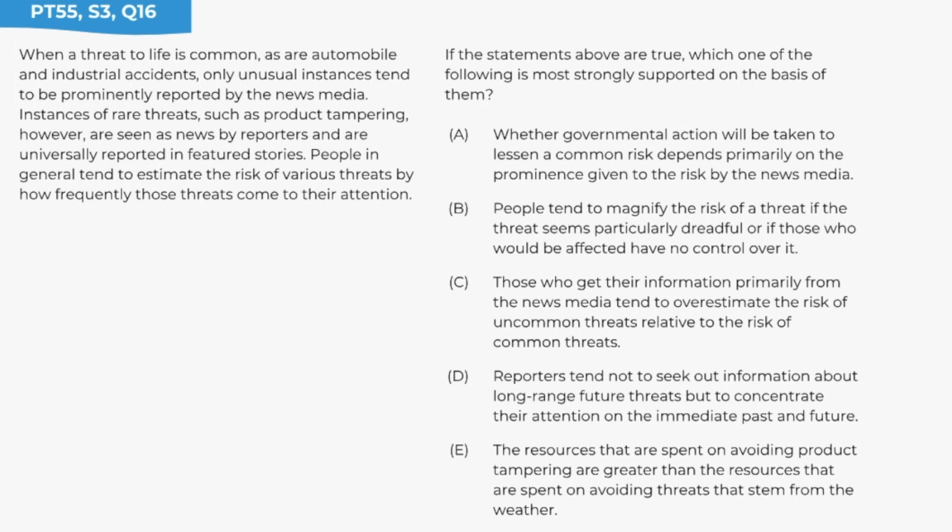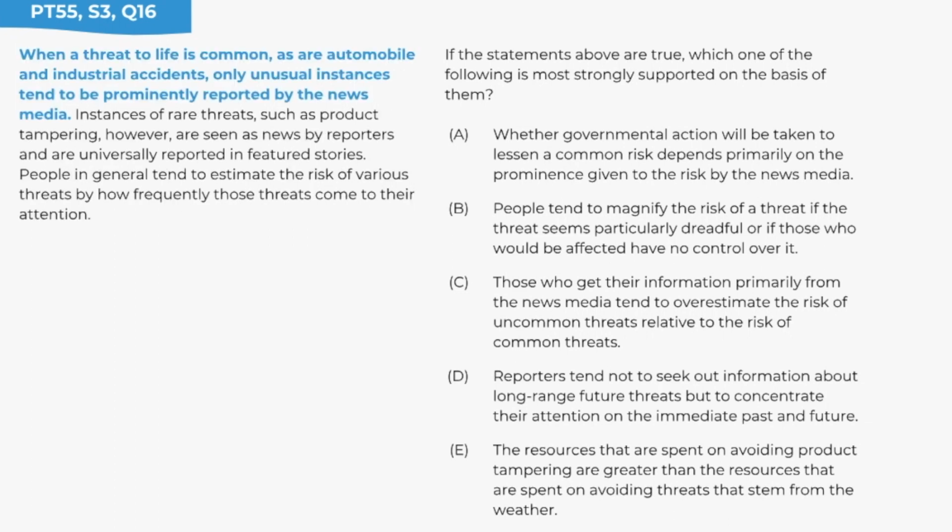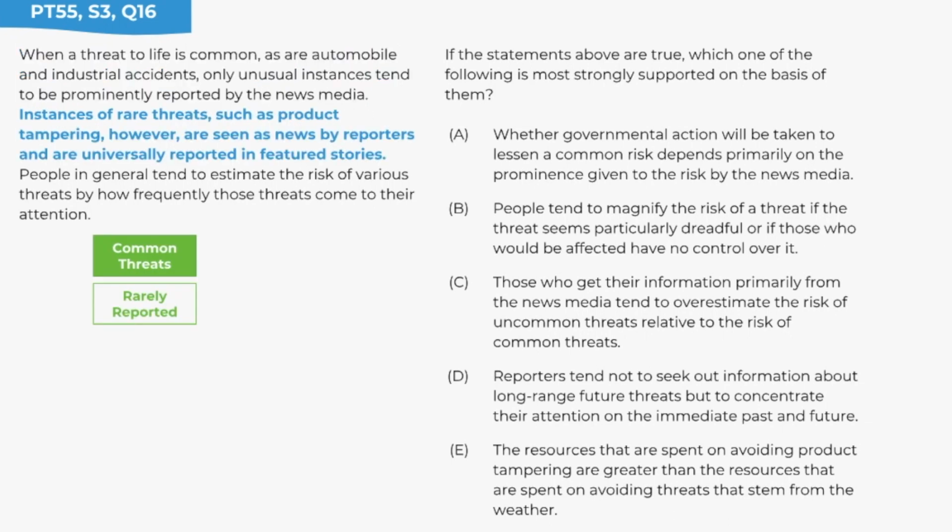All right, welcome back. So in the first sentence, they tell us that when a threat to life is common, as are automobile and industrial accidents, only unusual instances tend to be prominently reported by the news media. So they're telling us that common threats are typically not reported very often in the media. And then the next sentence says that instances of rare threats, such as product tampering, however, are seen as news by reporters and are universally reported in featured stories. So common threats are rarely reported, but rare threats seem to be universally reported.